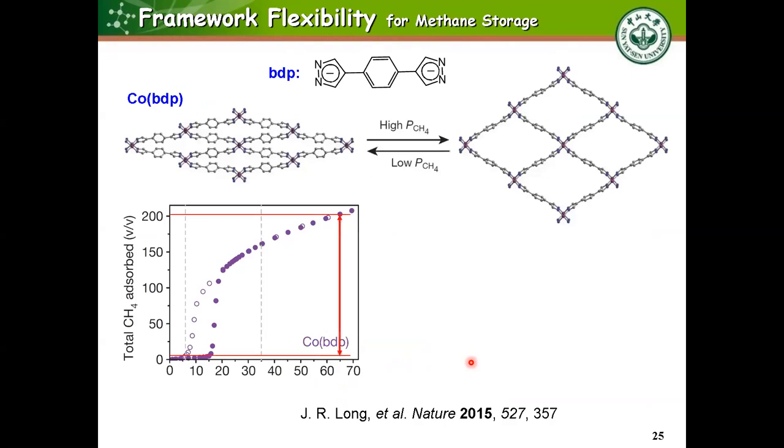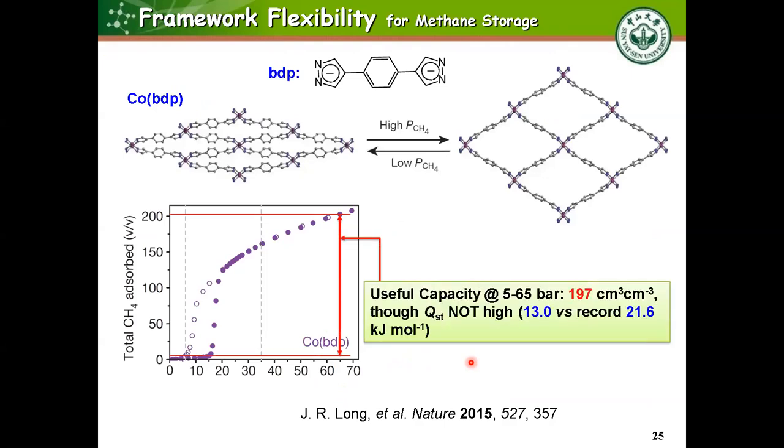The breathing behavior is useful for applications. For example, the MAF of cobalt-2 bispyridine reported by Jeff Long at UC Berkeley has very large usable methane storage capacity because of its flexibility, even though it has only a moderate binding ability to methane. The MAF largely expands at high methane pressure, while it shrinks very significantly at low methane pressure to release methane. Thus, the usable capacity of methane below 65 bar pressure is exceptionally large. This study demonstrates very nicely the importance of MAF flexibility in methane storage.